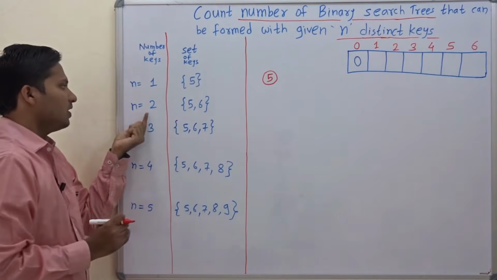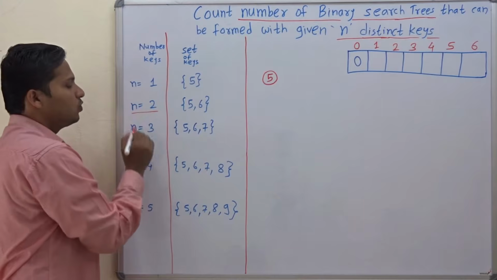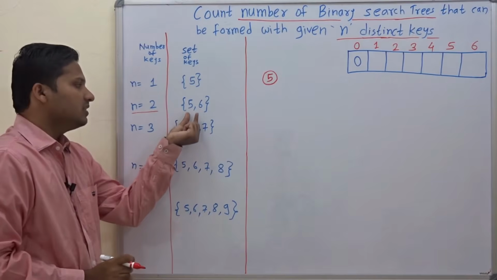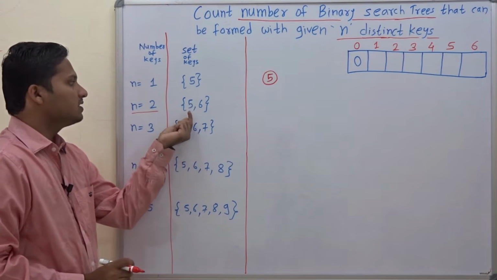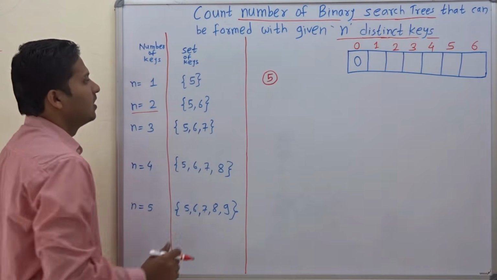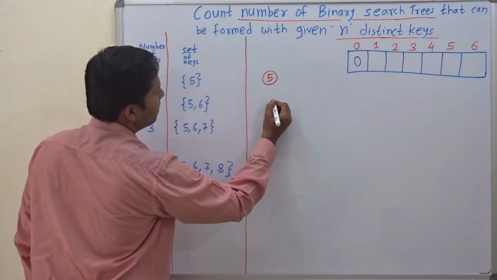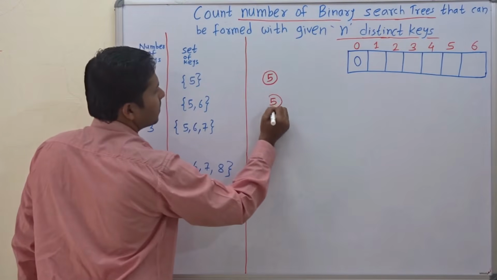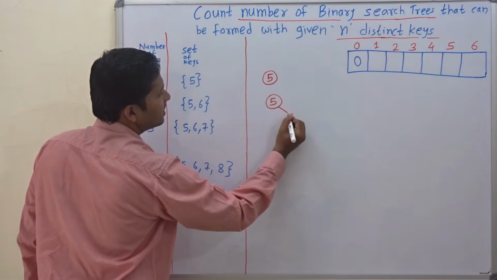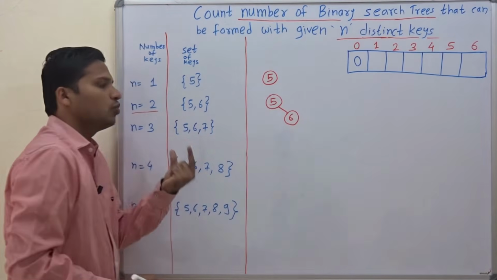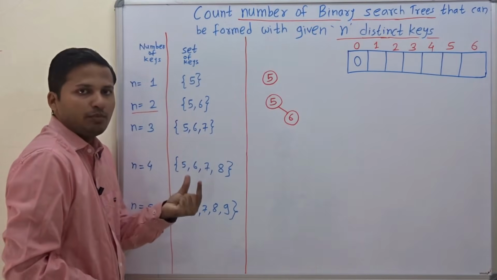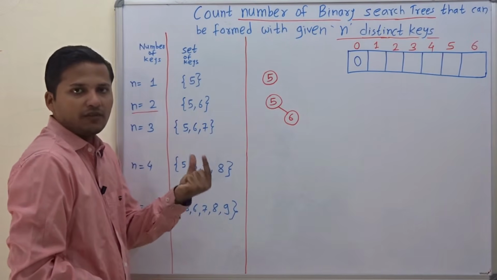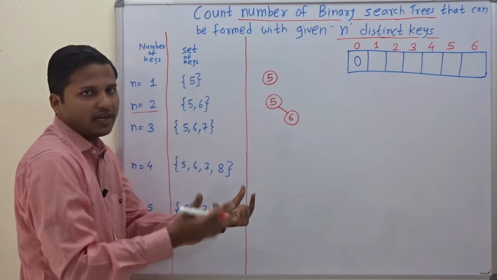Okay, now if you are given two keys, that is n equal to 2, and the set of keys is 5 and 6, that means there are two keys, one is 5 and the other is 6. Then how many binary search trees can be formed? See, if we make 5 as the root, then 6 will be on the right side of 5. As you know, in a binary search tree, the number which is less than the root is on the left side and the number which is greater than the root is on the right side.